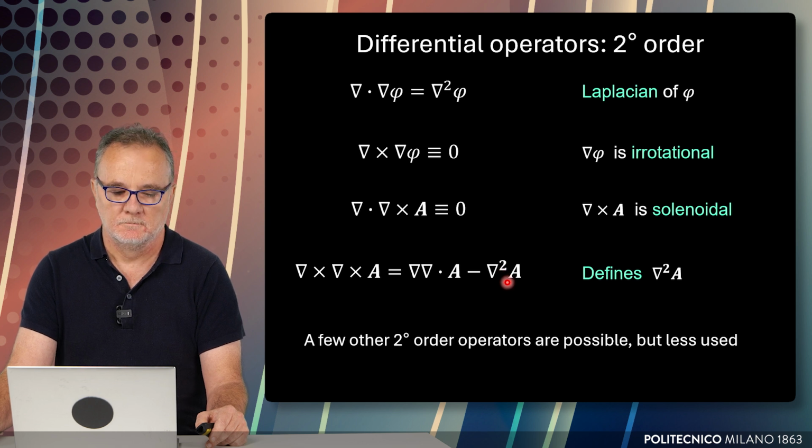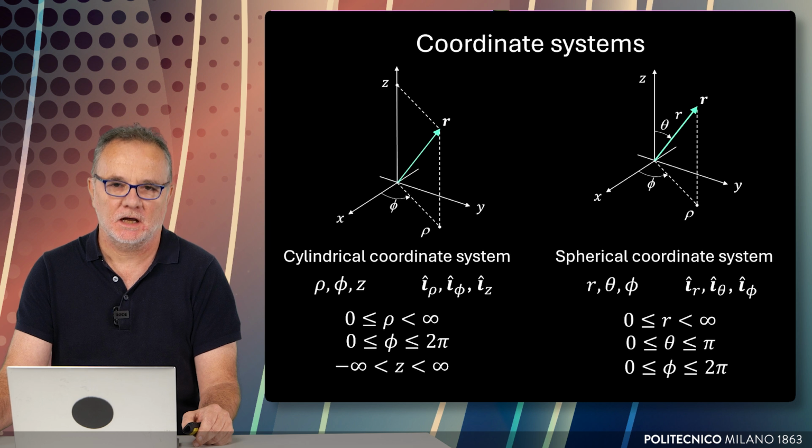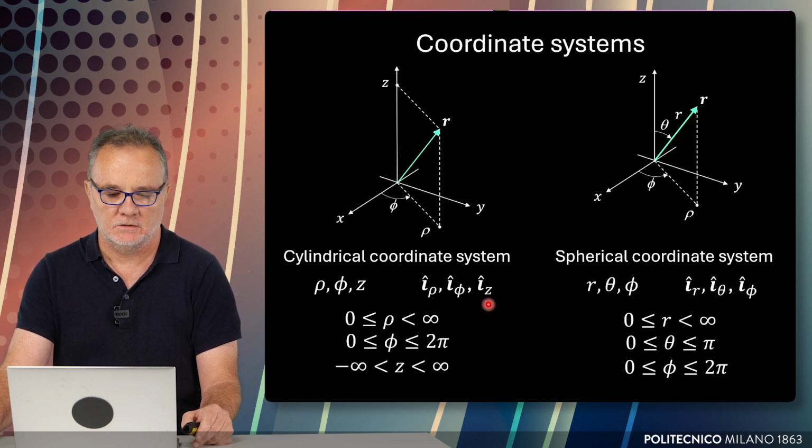In addition to the well-known Cartesian coordinate system, there are two other very important coordinate systems. One is the cylindrical coordinate system, the other is the spherical coordinate system. In the cylindrical coordinate system, the various quantities are shown here. We have the three variables ρ, phi, and z, and the corresponding unit vectors, and the various ranges of definition for these variables are shown here.